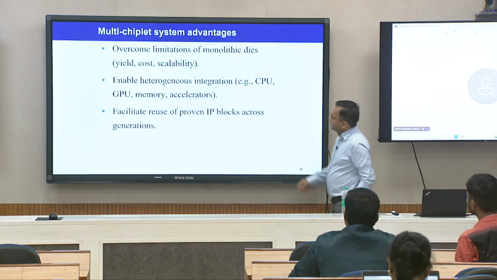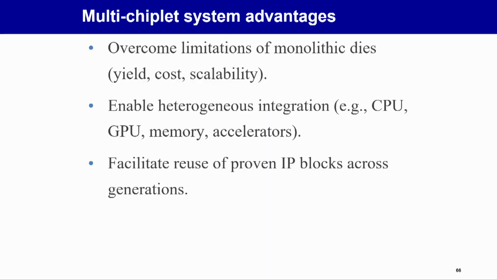I think a few things we have already said. They overcome the limitations of monolithic dies. If it's monolithic, with very low nanometer technologies, making it is very costly and it cannot be scaled. There's an end to the nanometer, and if you are doing that, yield is also very low. Yield means how many of the chips are good in comparison to whatever is produced. The process is so complex now that a lot of chips are getting defective and cannot be used. And with multi-chiplet, it enables heterogeneous integration very easily.